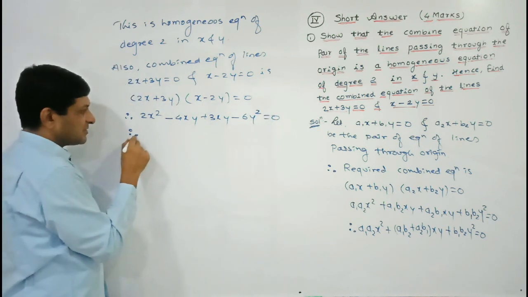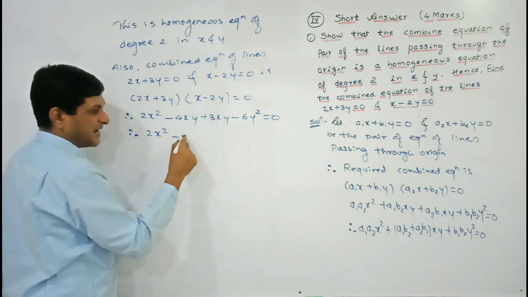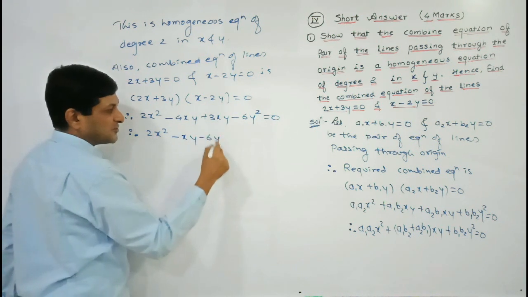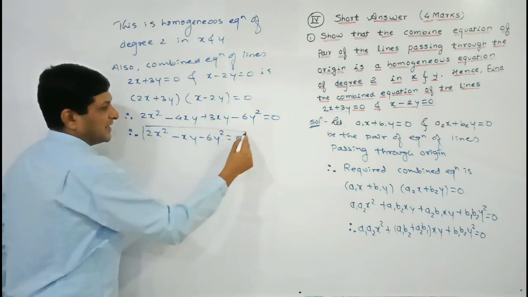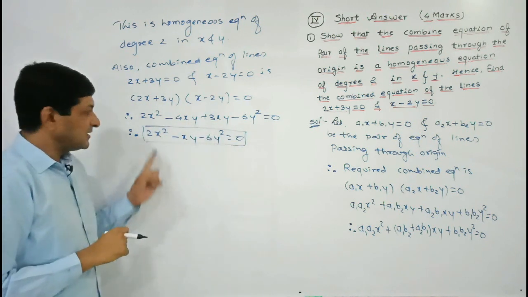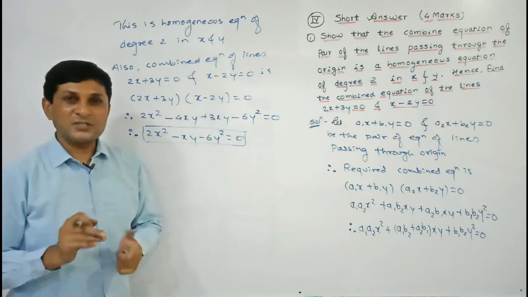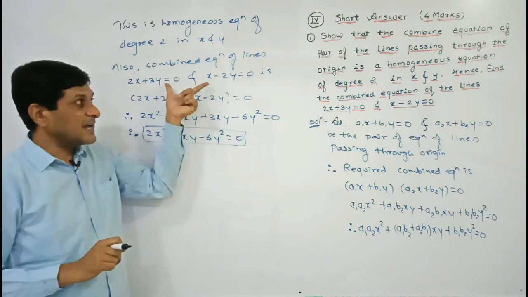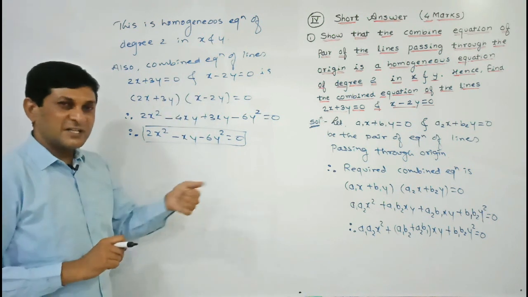So keep the first term as it is, 2x square as it is, minus 4xy plus 3xy will be minus xy, minus 6y square is equal to 0. This we have collected the terms of x here. And here also we can observe that these two lines pass through the origin, because in both the equations constant term does not appear, and since the line passes through the origin, whatever may be the combined equation we have got, check that its degree is 2 or not.